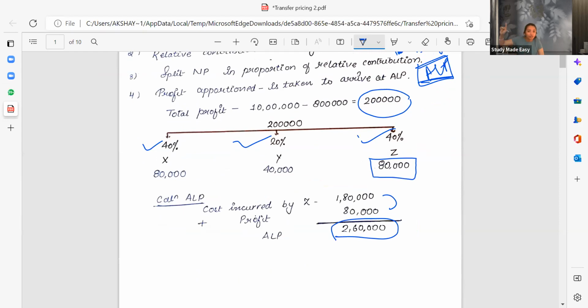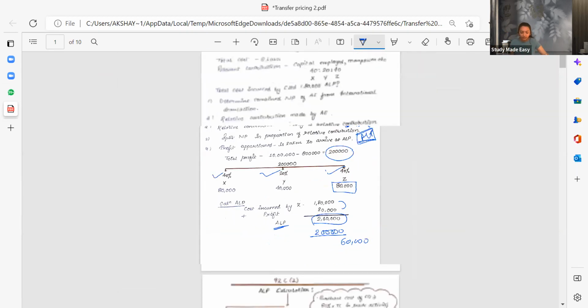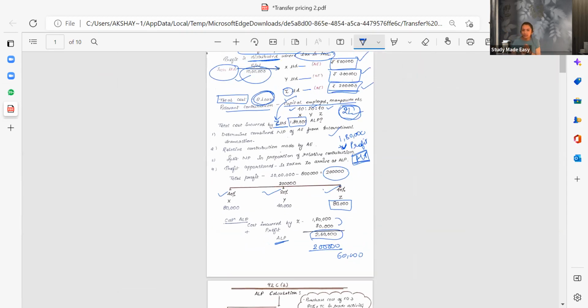Why have you not distributed 2,60,000 to Z? Why are you distributing less? Because taxes are more over there. So the arm's length price is this, and you have distributed how much? 2 lakh only. 60,000 you have to increase where? Z. That means you have to increase how much? 60,000. So basically, first of all, you will calculate profit. Distribute the profit in the ratio they have given. Already they have given the ratio. Distribute profit accordingly. Now check.